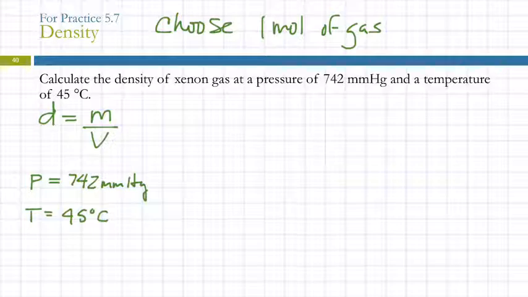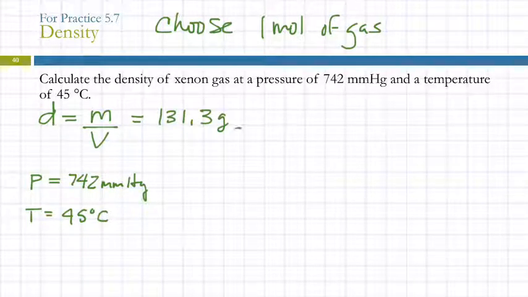What's the mass of 1 mole of xenon? The molar mass, right? Periodic table was 131.3. Well, that was easy. What's the volume of 1 mole of this gas? It's not 22.4 this time, is it? This is not STP.